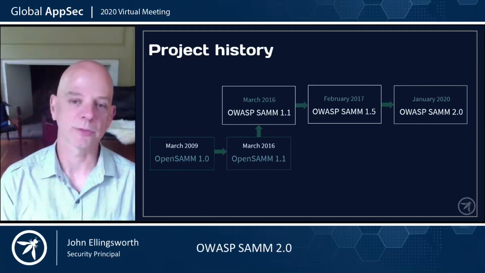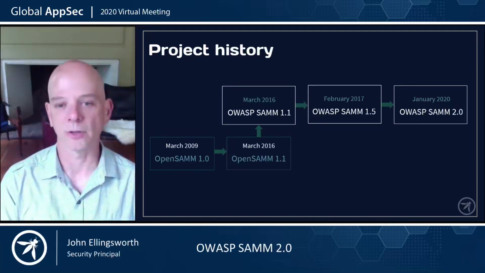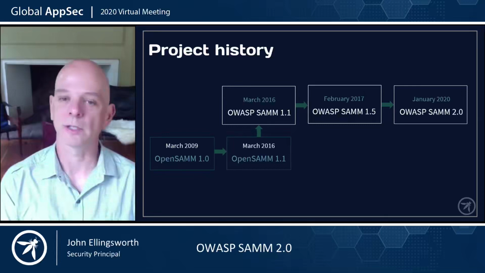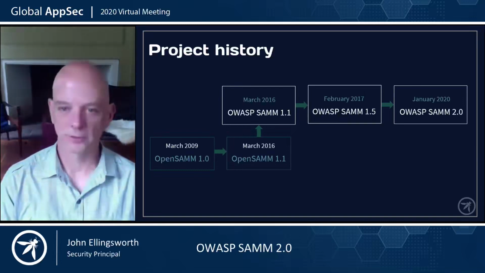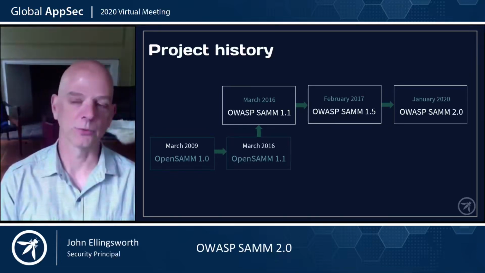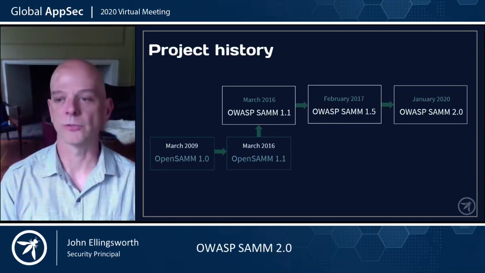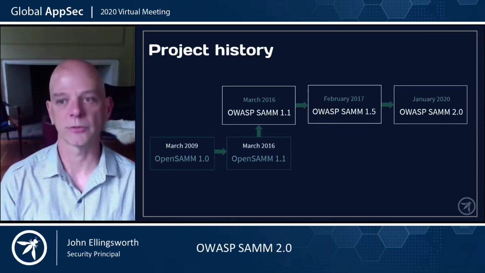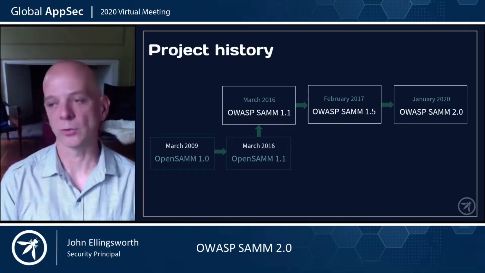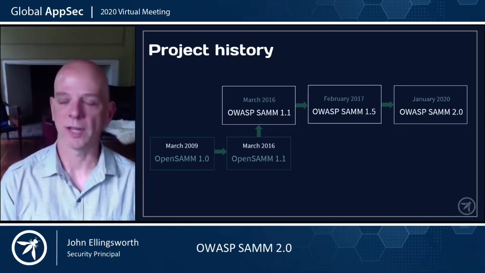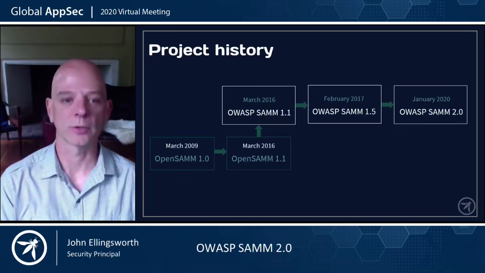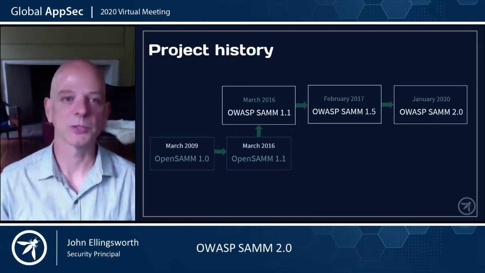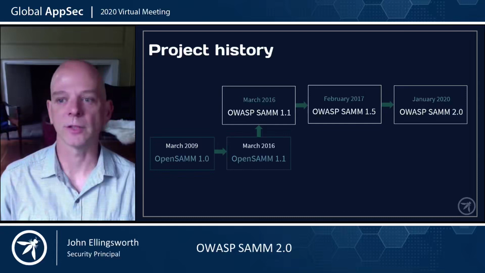During the period of March 2016 to February 2017, a lot of work was done, particularly around the OWASP SAMM toolkit, and in February 2017, OWASP SAMM 1.5 was released. Since 2017, a lot of work was then contributed towards 2.0, and in January 2020 of this year, OWASP SAMM 2.0 was released. There's a lot of active development going on with the project. It's currently hosted on GitHub, where you can find more information, and I'll provide some links later on for you to find that.